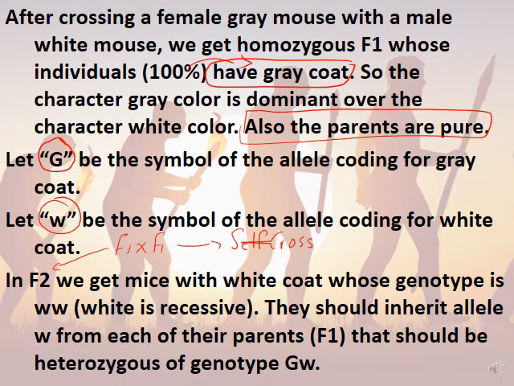In F2, we get mice with the white coat, whose genotype is WW. White is recessive, so they should inherit the allele W from each of the parents of the F1. The F1 parents should be heterozygous, having genotype GW.